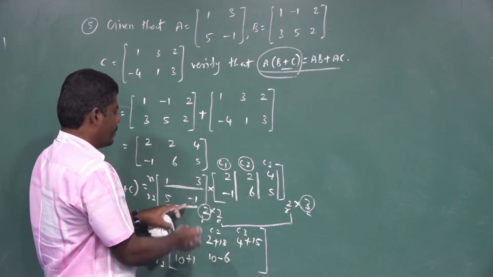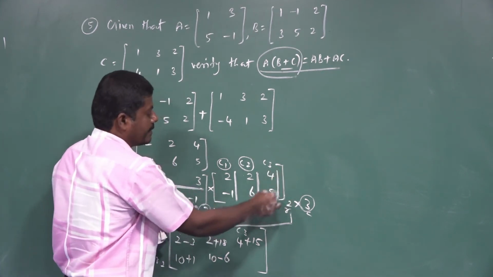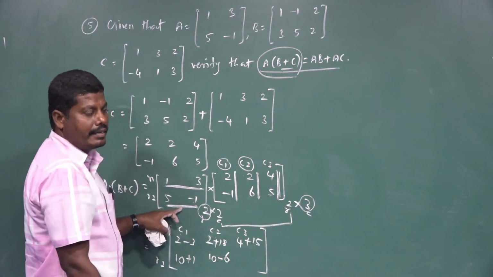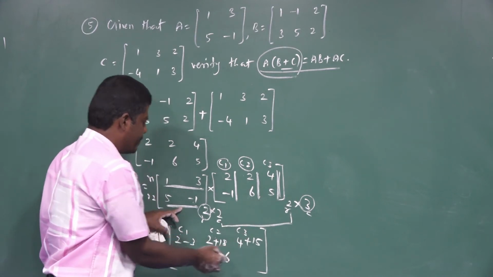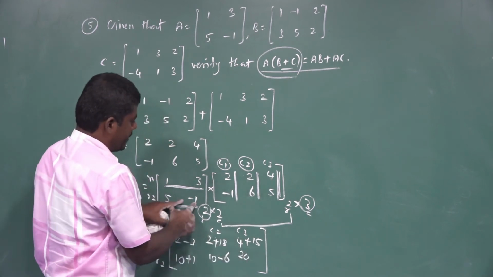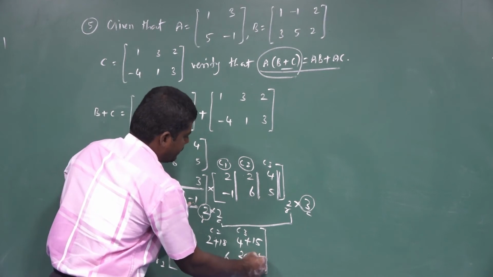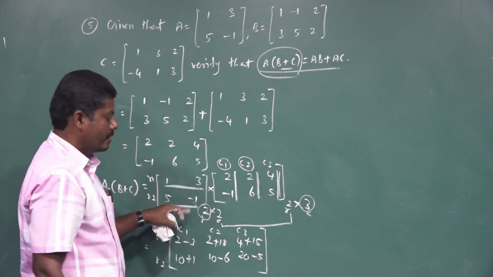Understand? Now, same second row, you multiply the third column. Write your answer in the third column. 5 multiplied by 4 is 20. Next, the second value. Here also you take the second value. Minus 1 multiplied by 5 is minus 5. Understand?